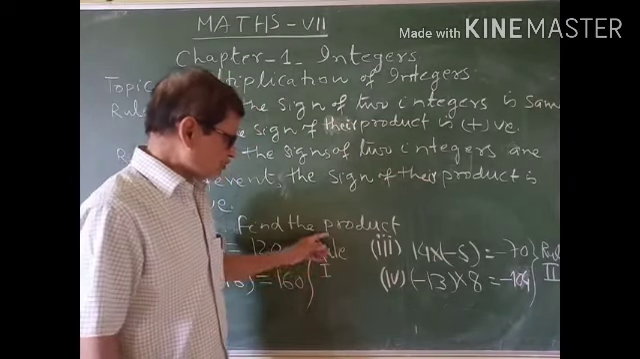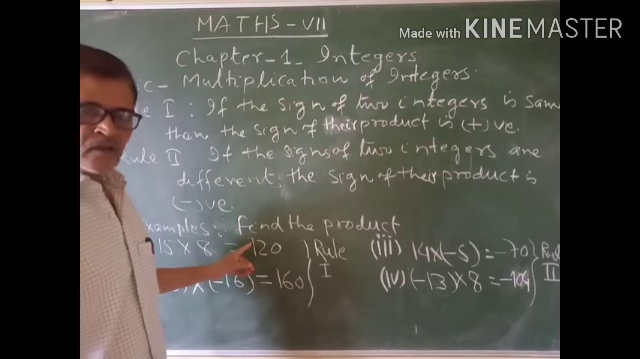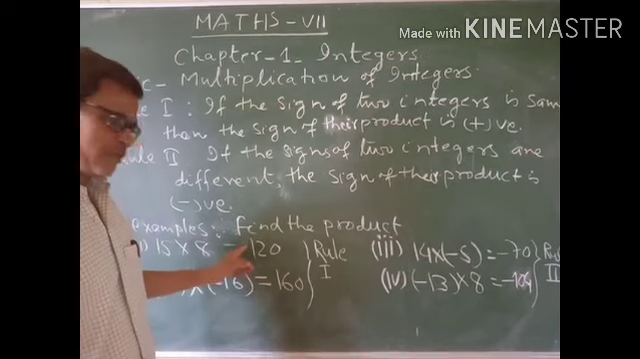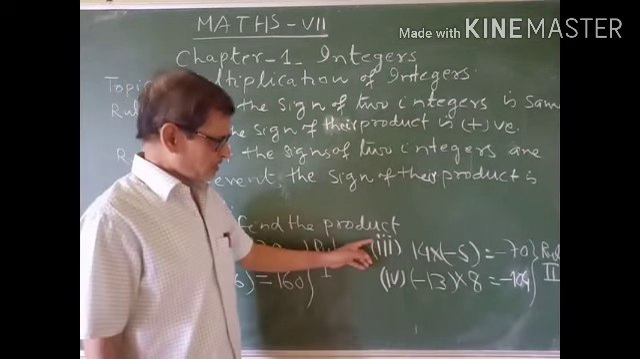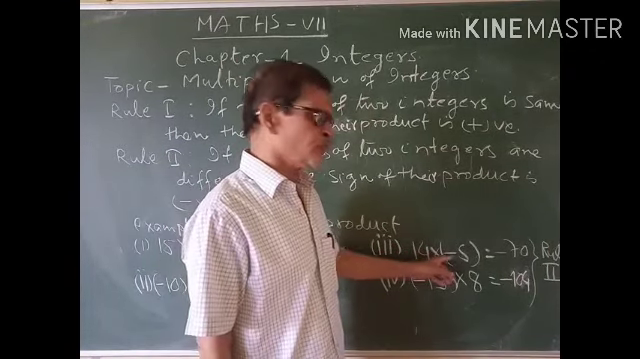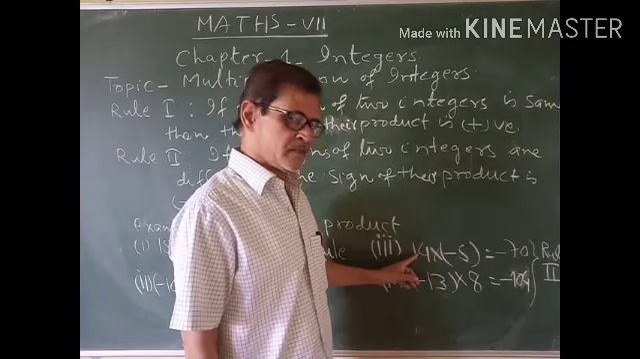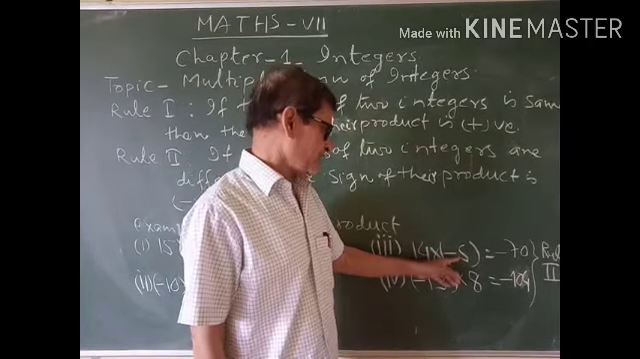This is according to rule first. Similar sign, the sign of the product will be positive. Now come to the example third. Example third is 14 into minus 5. It means 14 is positive and 5 is negative.